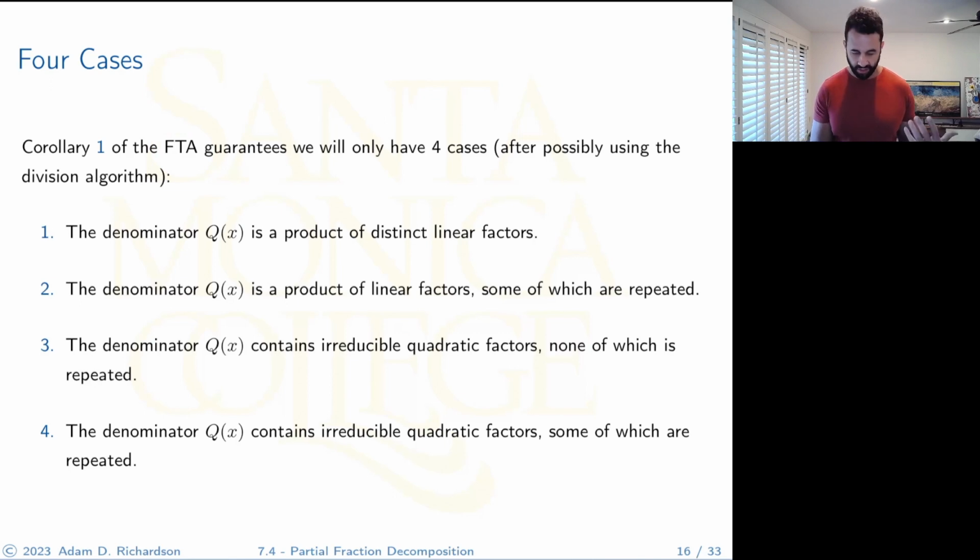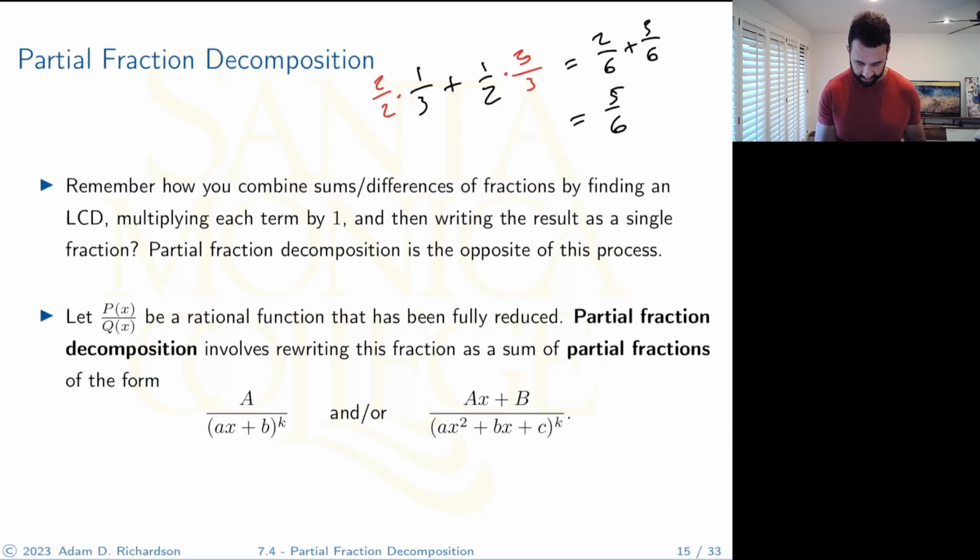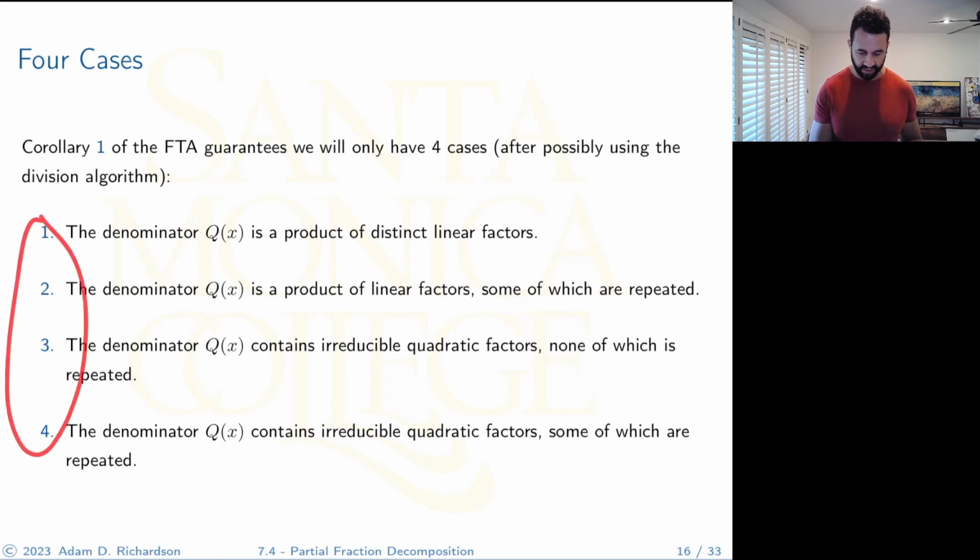Because again, our denominator, q of x, if it's a polynomial, it can be factored. That's the fundamental theorem of algebra. And moreover, it can be factored until you're left with linear factors and or irreducible quadratic factors, no matter what. And that's where these 4 cases come from.